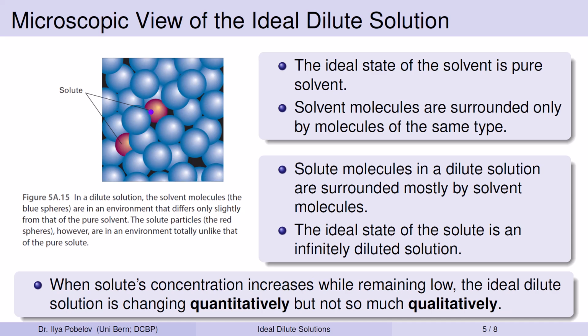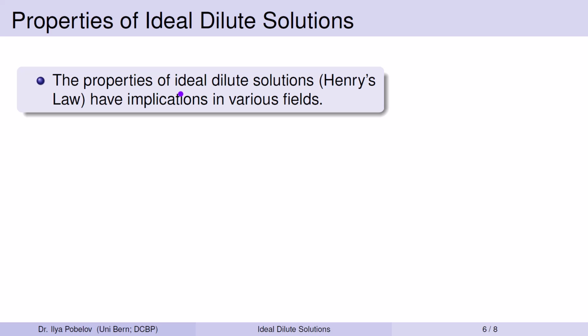The amount of solute molecules in the solution increases, which leads to an increase of the solute's vapor pressure and a decrease in the solvent's vapor pressure. However, the microscopic surroundings of molecules remain largely the same, resulting in the steady linear changes of the vapor pressure. The properties of ideal dilute solutions, in particular as expressed by Henry's law, have significant implications in various fields. For practical applications, this law is usually expressed in terms of molality, B, of the solute.